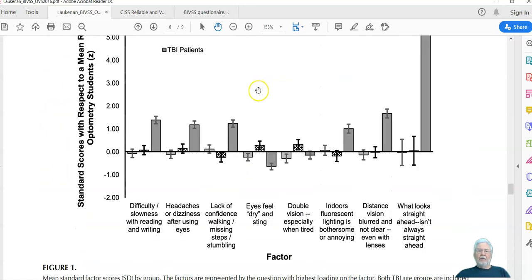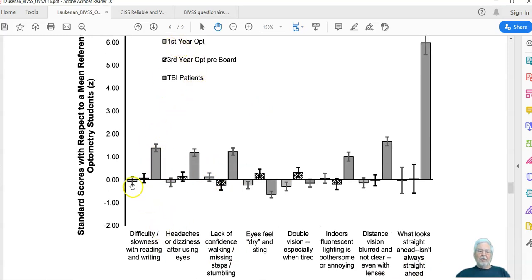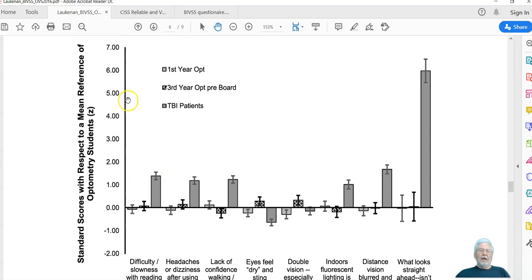Let's step back for a moment and look at our Likert scale. We came up with our 8 factors. We have in here first year optometry students, third year optometry students, and TBI patients. Now remember, the scores on the y-axis here are standard scores with respect to the mean reference of the first year optometry students. So overall, of all factors, the mean is 0. For each of the factors, when you factor it out, there will be some differences.